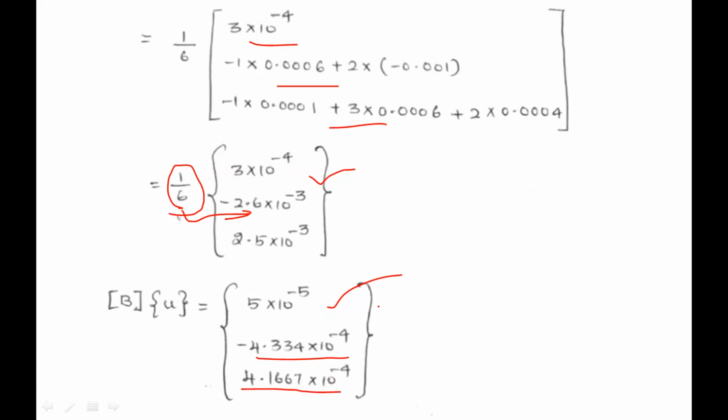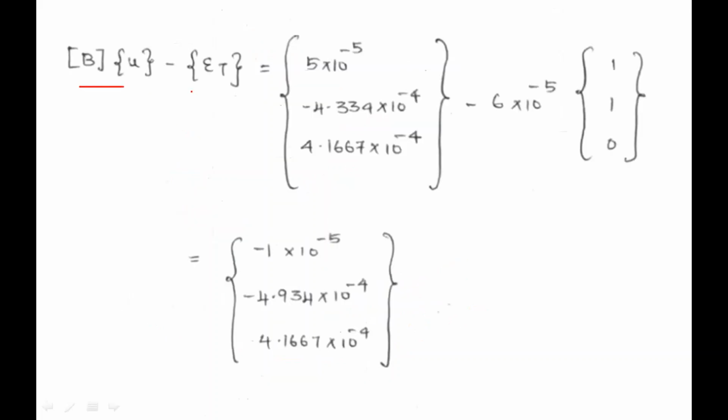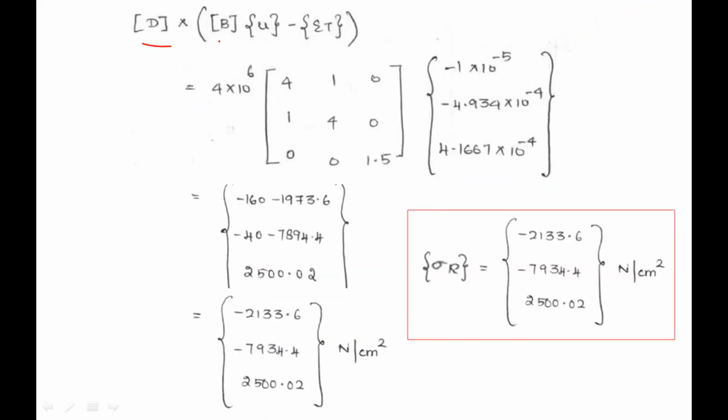We have to subtract the thermal strain from this total strain matrix. Let us see. BU minus epsilon T. Epsilon T already we evaluated. This is the epsilon T value, 6 into 10 to the power minus 5, 110. So when you subtract this one, finally we are getting the net strain or resultant strain like this, minus 1 into 10 to the power minus 5, minus 4.934 into 10 to the power minus 4, then 4.1667 into 10 to the power minus 4. So this strain should be multiplied with the D matrix. Let us see. The D multiplied by this net strain.